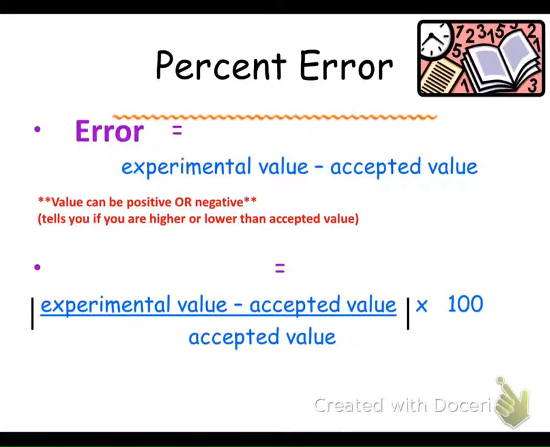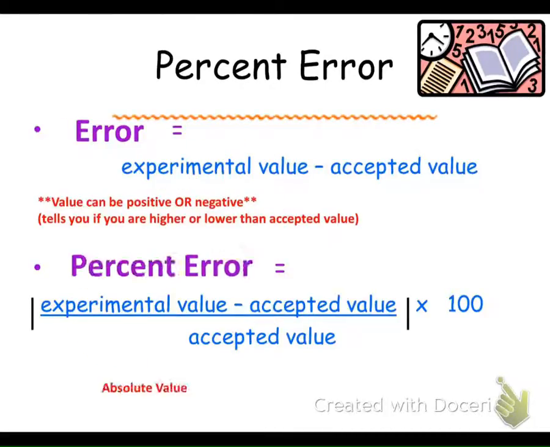So let's first start with error. So error is different than percent error. Error is simply the experimental value minus the accepted value. So you will do this equation on our density lab, so please make sure error and percent error are 2 different things. Error tells us how high or low we are, how much higher or lower we are from the accepted value. So we can have a negative value here. If we have a negative value, that means that we're lower than the accepted value. If we have a positive value, that means we're higher than the accepted value. So you will need to calculate error on our density lab, just so you know. So please make sure you're aware of that.